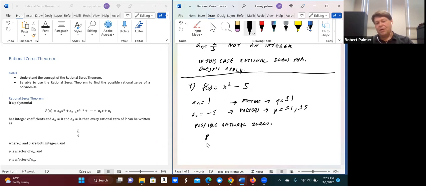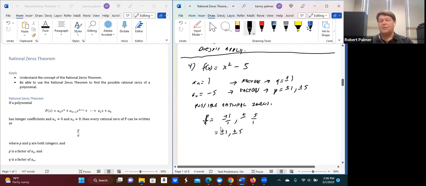are p divided by q. So divide each one of these: plus or minus 1 divided by plus or minus 1 is still just plus or minus 1, and then plus or minus 5 divided by 1 is just plus or minus 5. Now, are any of those zeros? We have 4 possibilities. Are any of those zeros?